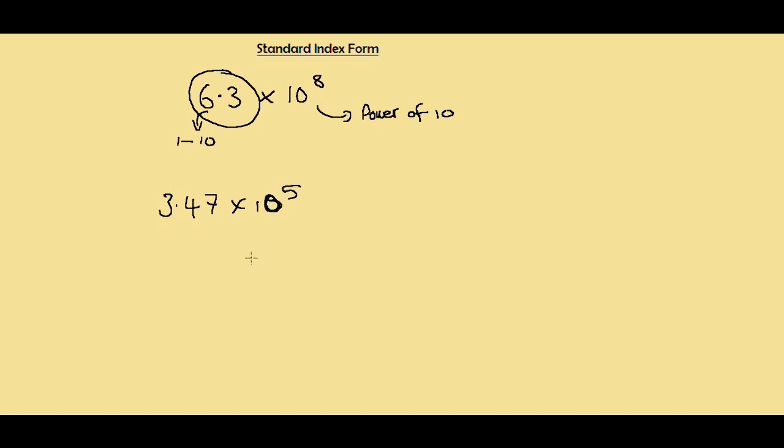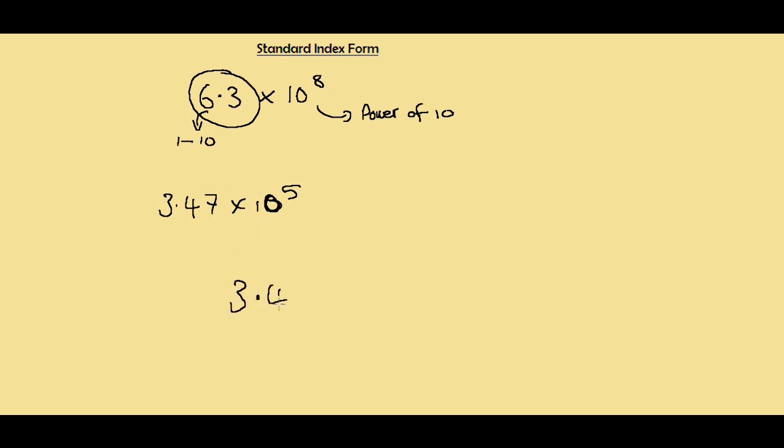What does this mean? Well, times 10 to the power of 5 is actually 100,000. You don't necessarily need to know that, but so we've got 3.47 times 100,000, which we could do like that, but there is an easier way by dealing with these decimal points, and in particular this power on the 10.